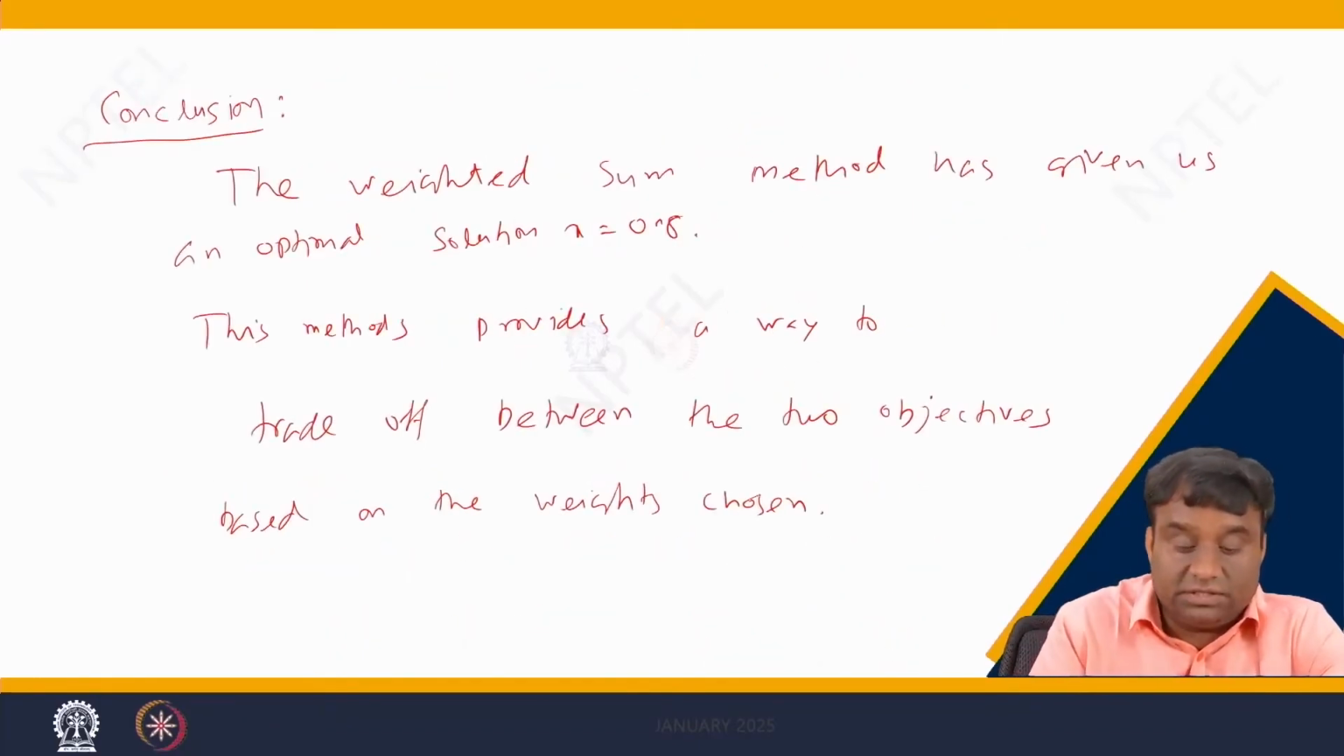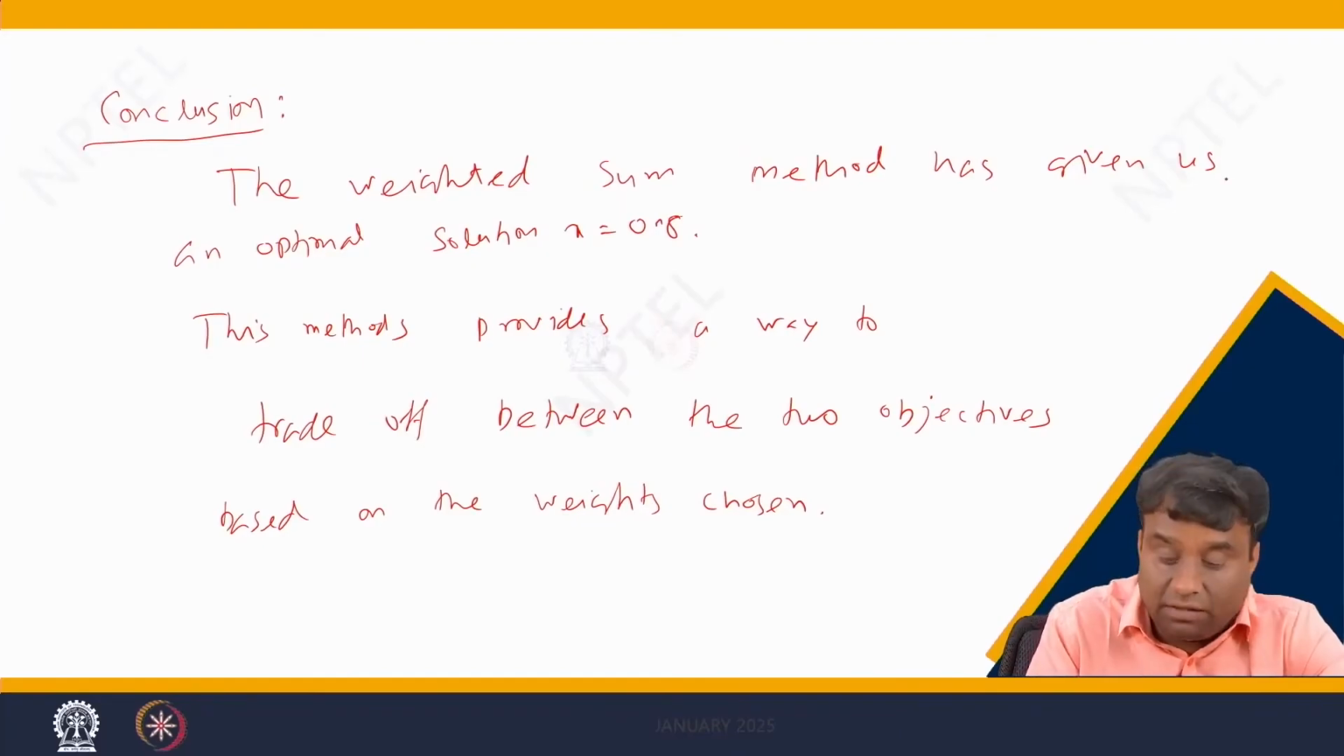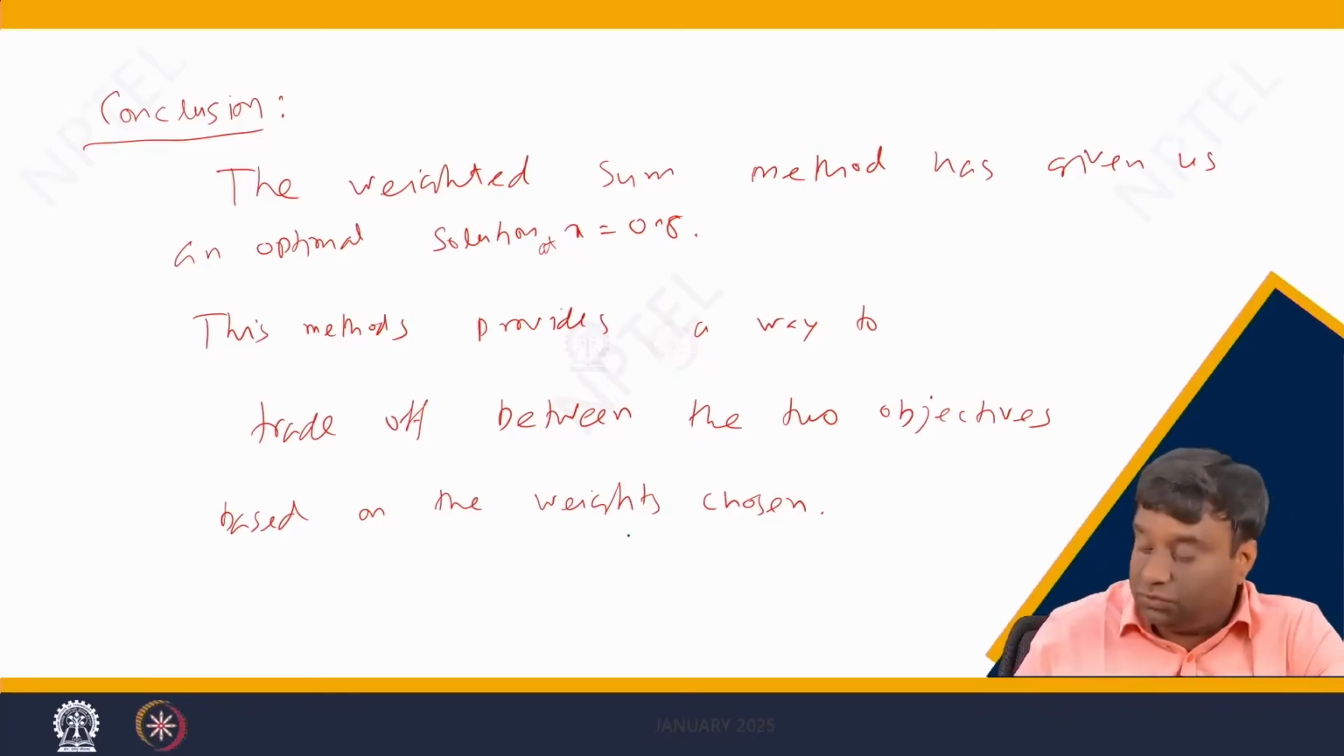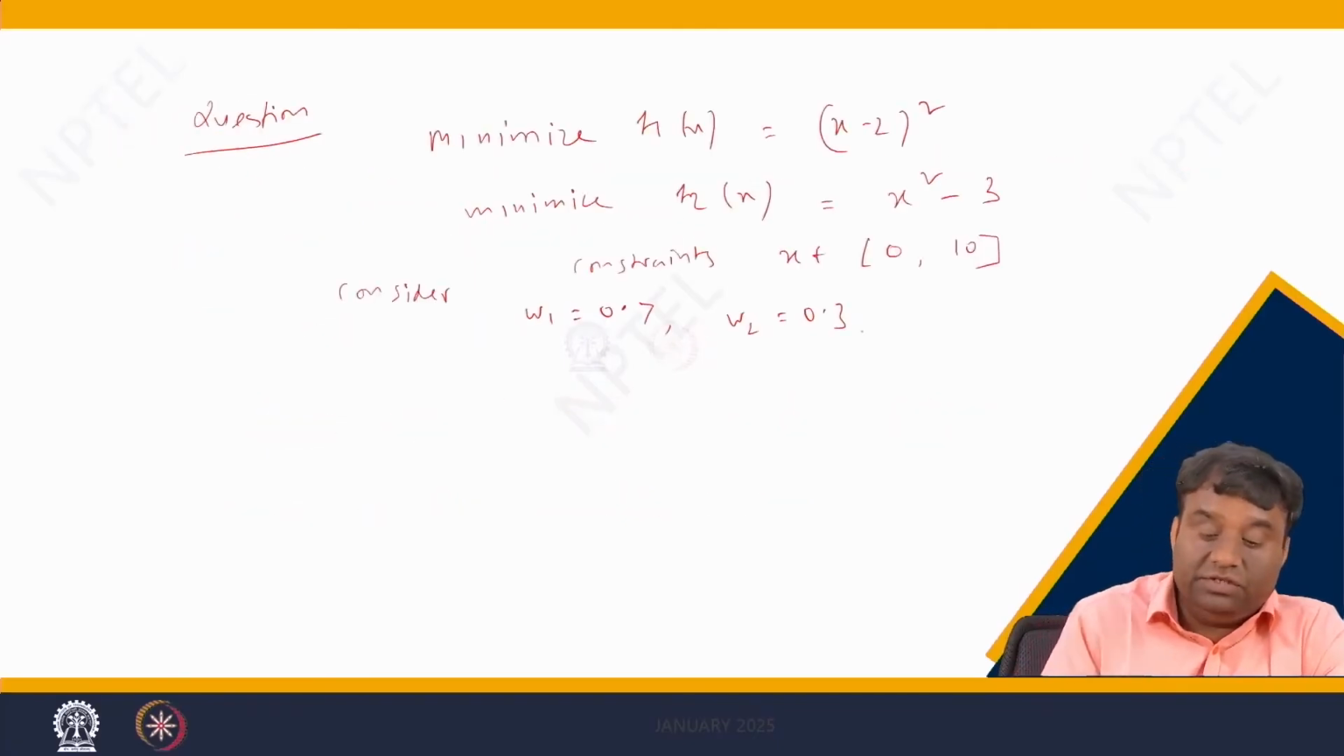So, conclusion: the weighted sum method has given us an optimal solution at x = 0.8. This method provides a way to trade off between the two objectives based on the weights chosen. So I hope you have understood the weighted sum method. Now try to solve this question.